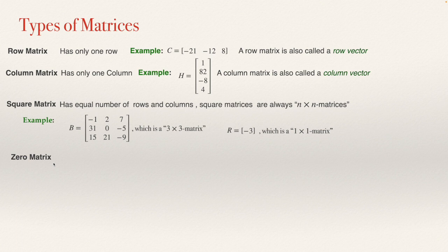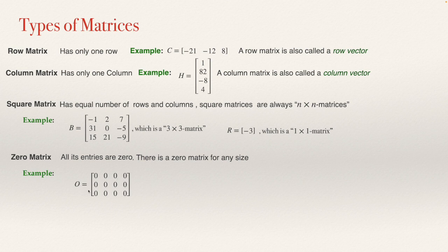There will also be some matrices called zero matrices. A zero matrix will be, as the name indicates, a matrix where all the elements are 0. There is a zero matrix of any size. For example, there will be a zero matrix of 1 by 3, or a zero matrix of 4 by 1, or a zero matrix of 3 by 3. So for each size there will be a zero matrix. And as an example, we have this one. This will be a 3 by 4 zero matrix.